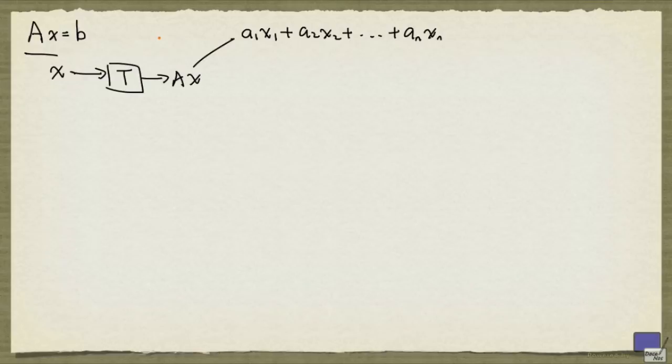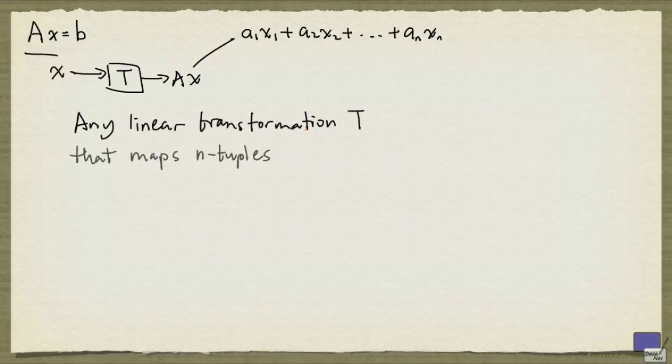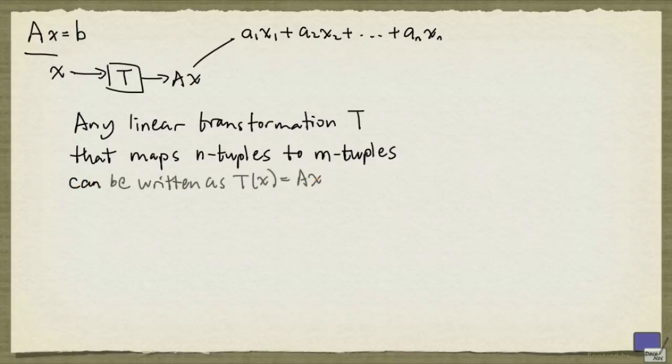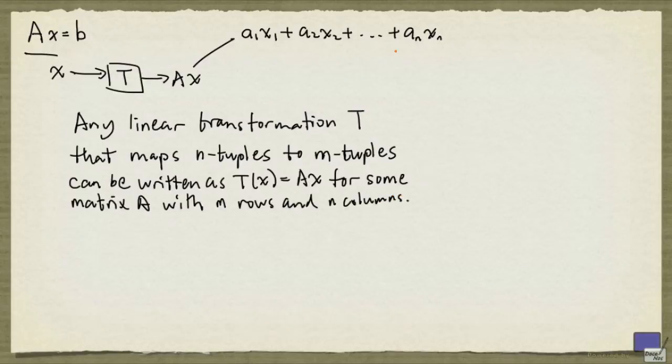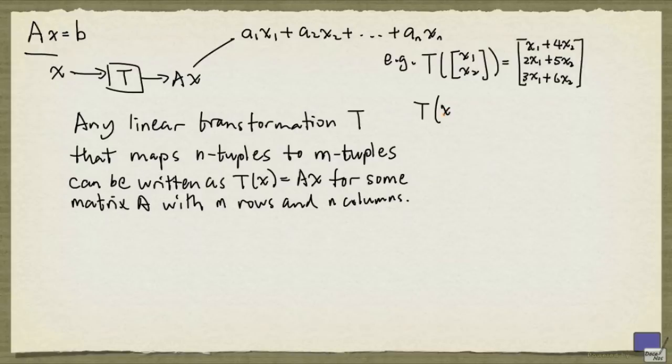We'll actually talk about linear transformations in more detail later on. But for now, it is sufficient to know that any linear transformation T that maps n-tuples to m-tuples can be written as T of x equals Ax for some matrix A with m rows and n columns. For example, if T is given by the following, then T of x can be written as Ax with A equals 1, 2, 3 in the first column and 4, 5, 6 in the second column.